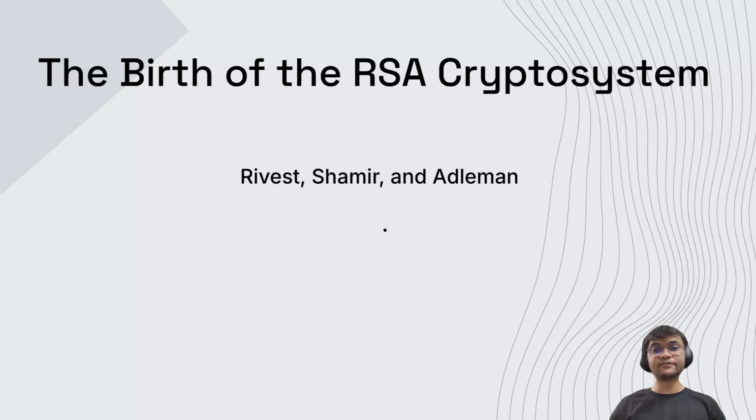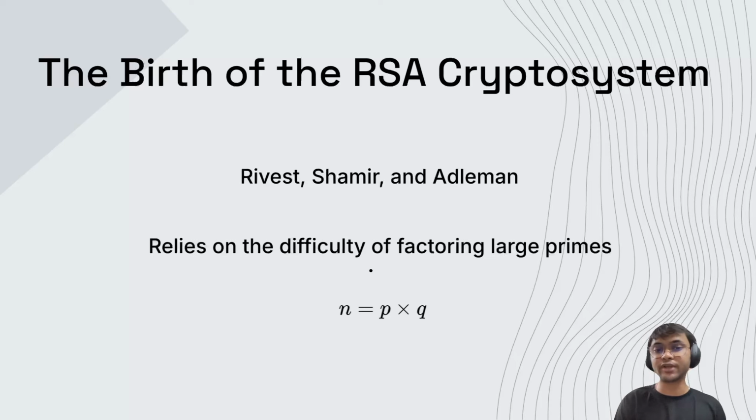The year 1978 witnessed the birth of a new era in cryptography with the introduction of the RSA Cryptosystem, named after its inventors Rivest, Shamir, and Adleman. This development provided a method for secure digital communication and laid the foundation for modern public key cryptography. The security of RSA relies on the difficulty of factoring large numbers, specifically the product of two large primes.